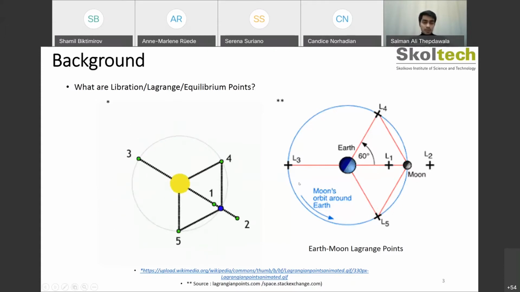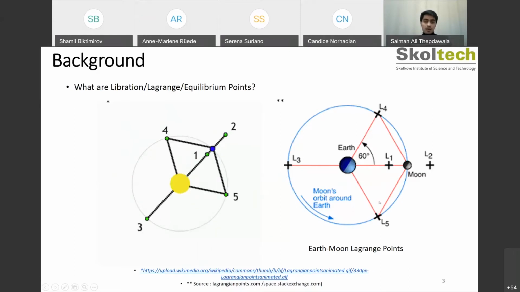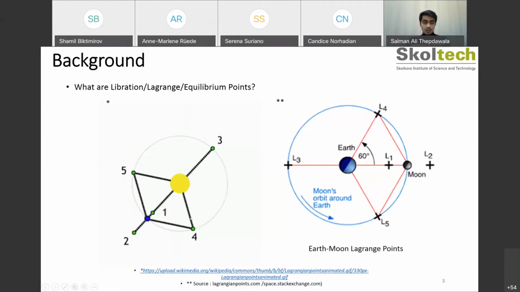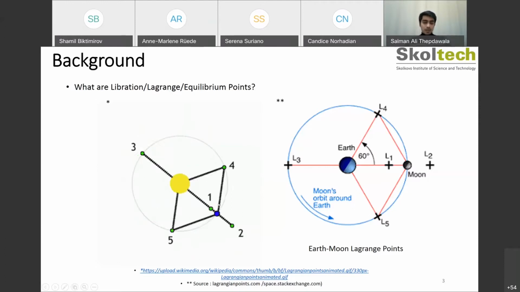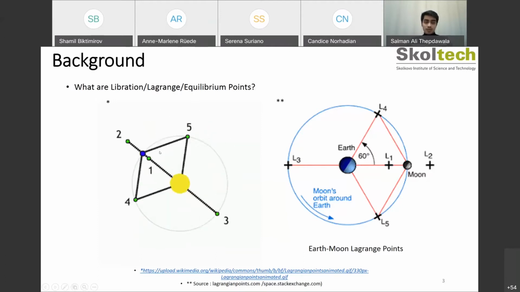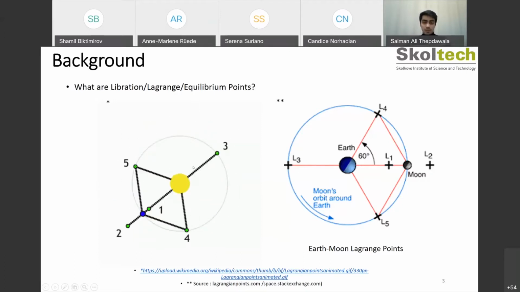Another point of importance is that these points are at a relative rest with respect to the celestial bodies. As you can see on the GIF on the left, as the Earth is rotating around the sun, these points are rotating along with it. So they stay at a halt with respect to these positions.